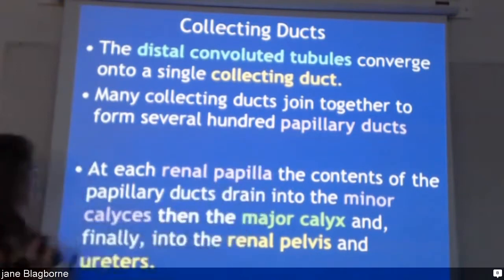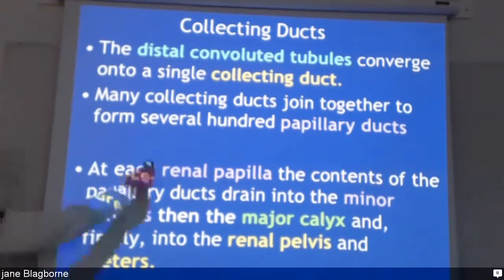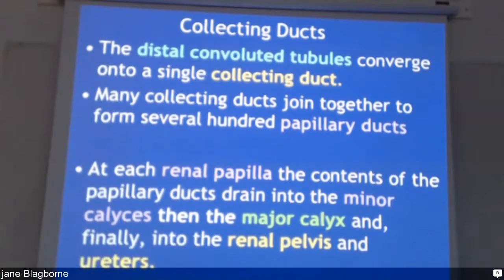It has many papillary ducts. Anyway, at each renal papilla, the contents of the ducts drain into the minor calyces and then into the major calyx. And finally into the renal pelvis and then into the ureter. So that's just how it drains there. I'll let you write that down. You might be needing it.